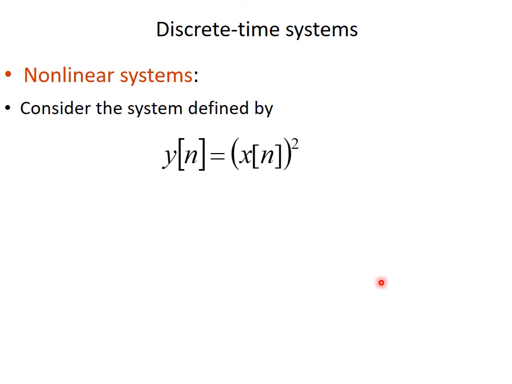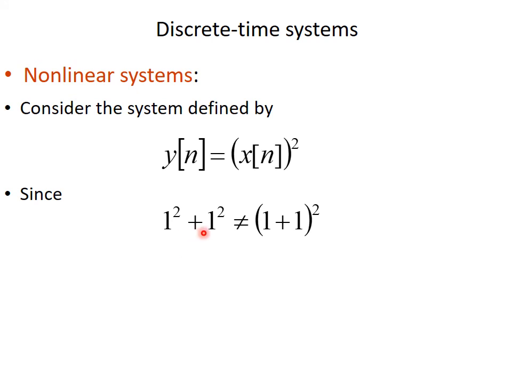So the nonlinear systems are those systems in which input and output are non-linearly proportional or related to each other, like in this equation, y of n is equal to square of x of n. So if x of n is increased 2 times, y of n increases 4 times, right? So it is not linear proportion, it is non-linear proportion.